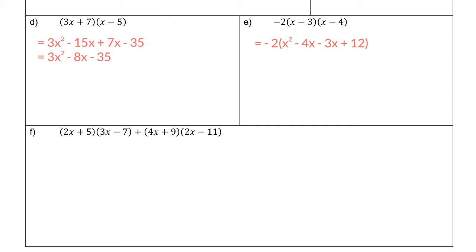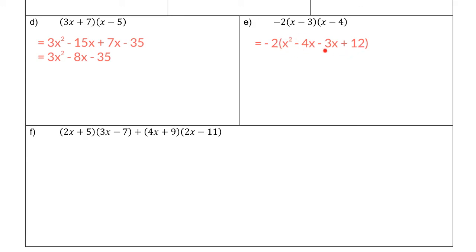For this next one, I just multiply my brackets first. X times x is x squared. X times minus 4 is minus 4x. Minus 3 times x is minus 3x. Minus 3 times minus 4 is plus 12. Just watch the double negative there. Becomes plus. So I keep all these in my brackets.